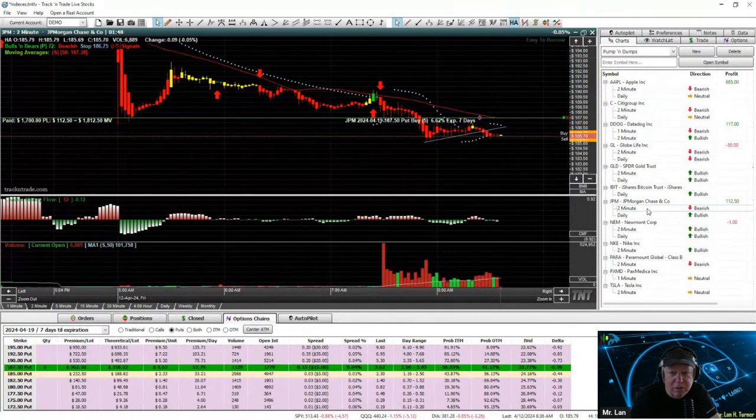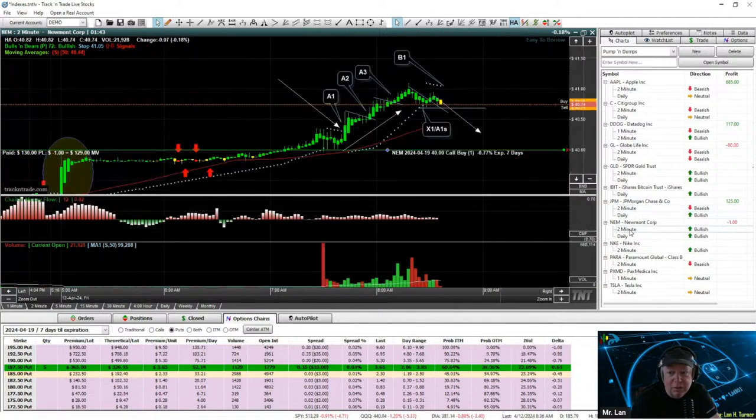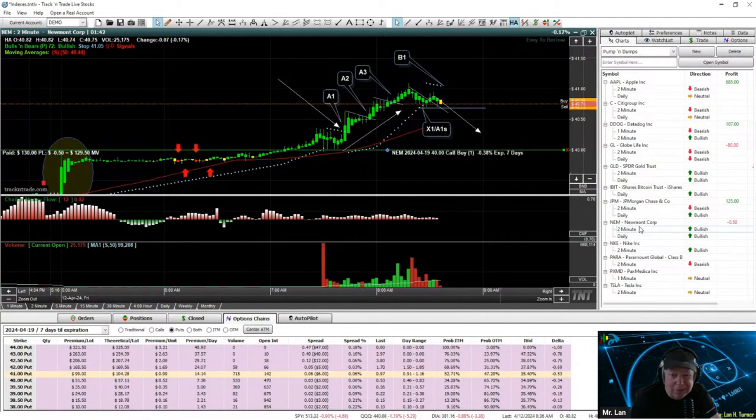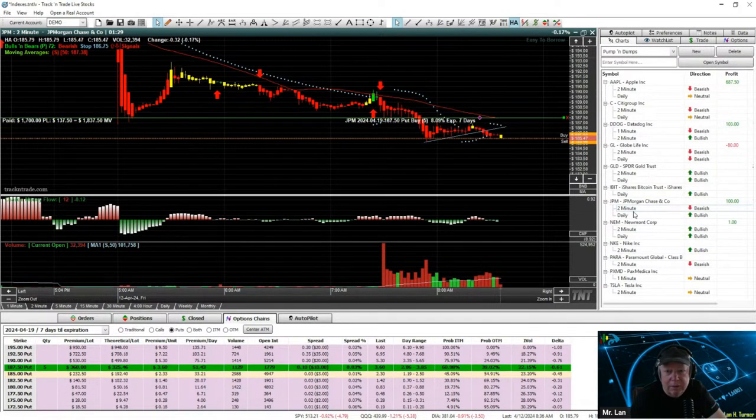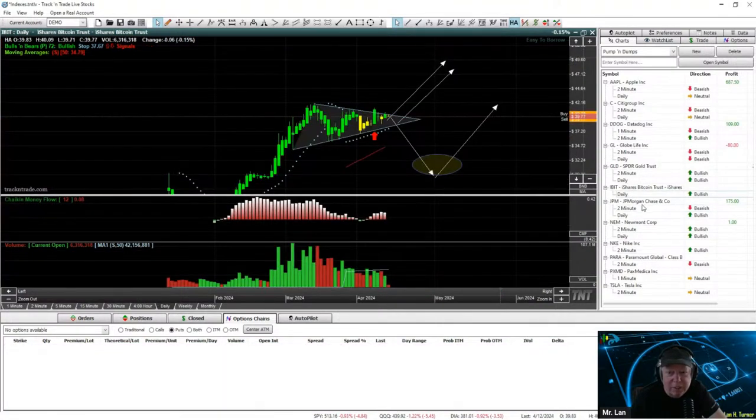Our JP Morgan's doing okay, though. We're up 112 on old JP. Newmont? Come on, Newmont. Don't give me this. You want to make that nice, beautiful Elliott wave, don't you? Don't you? JP, keep on falling. That's okay.